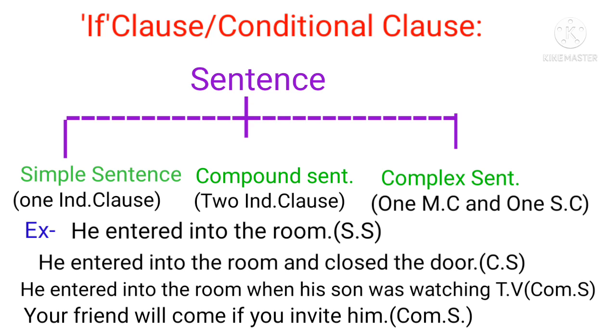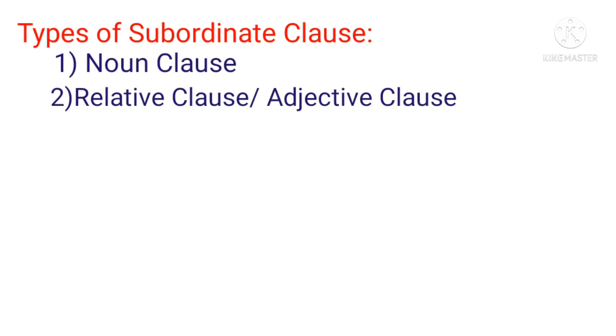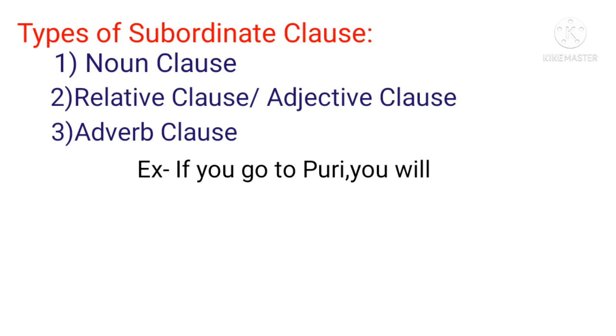Next, let's look at types of subordinate clauses. One is noun clause. Secondly, it is called as adjective clause or relative clause. And third one is called as adverb clause. Then these three types of clauses are called subordinate clause. They are used in the complex sentence. In complex sentence, we can find one main clause and one noun clause or relative clause or adverb clause.